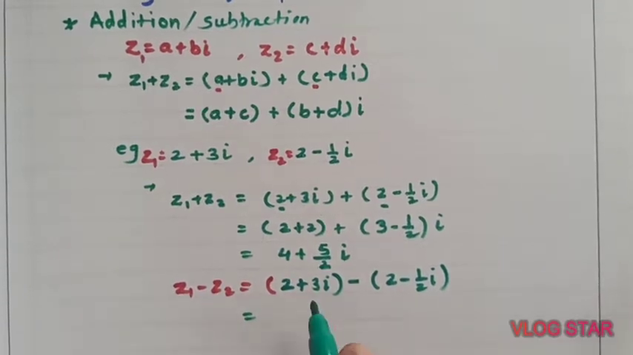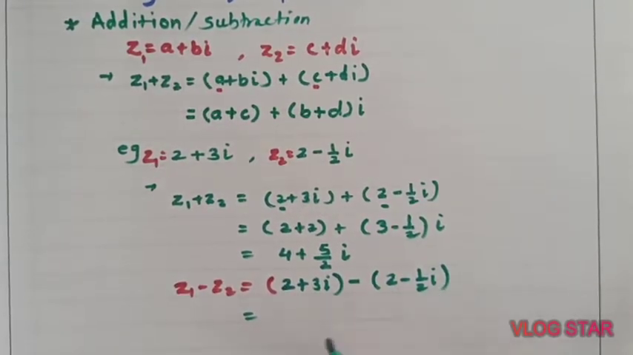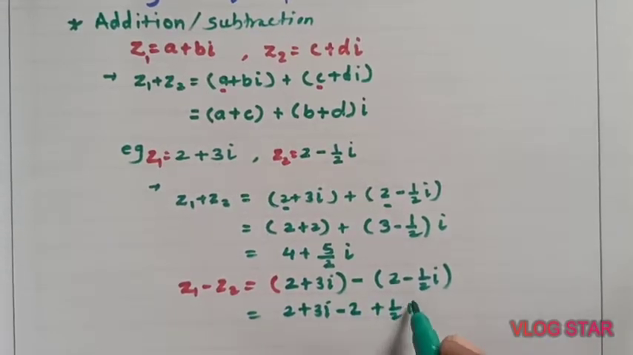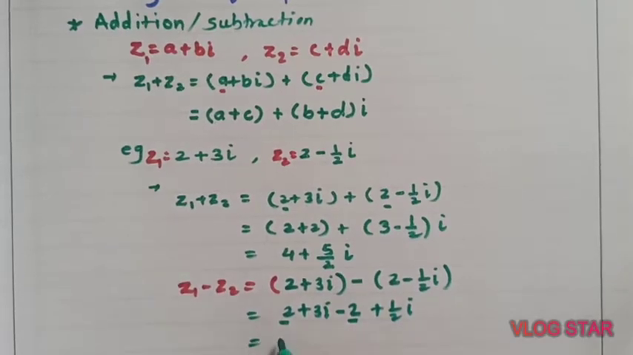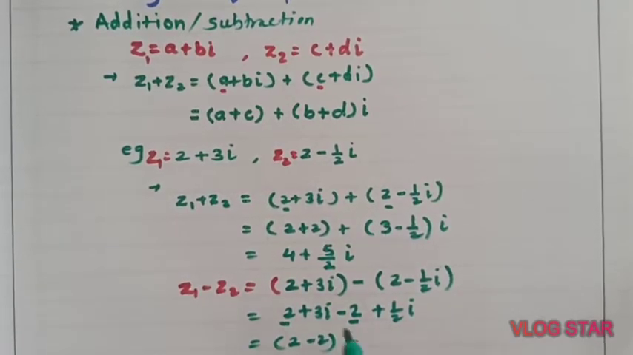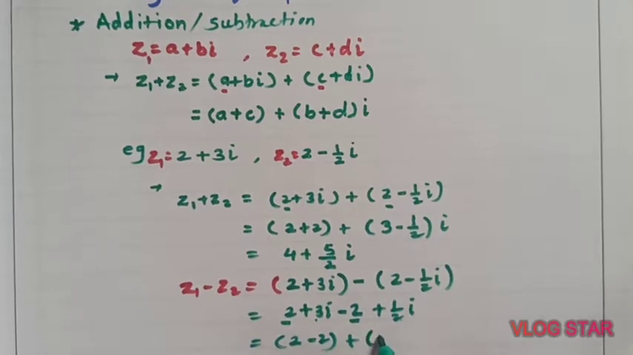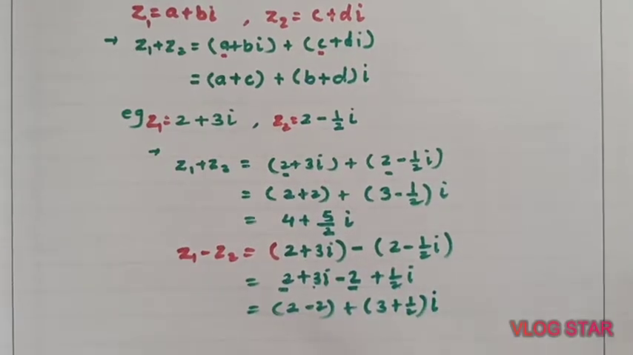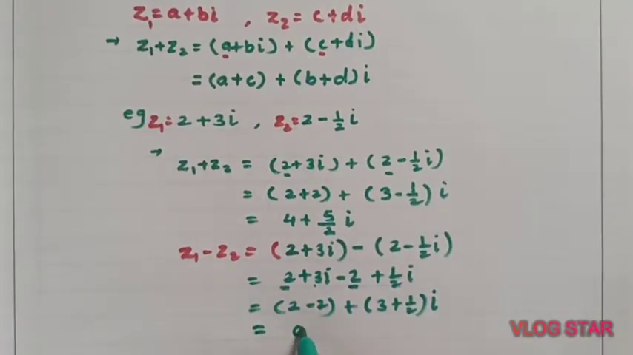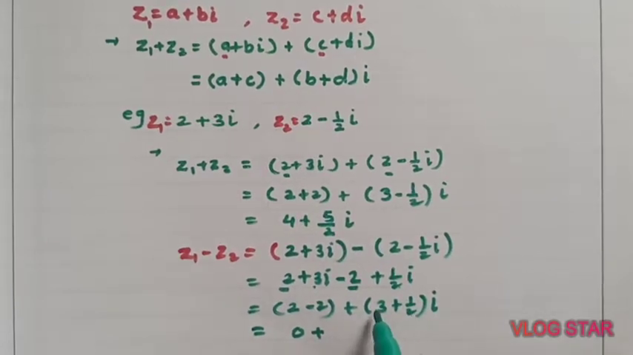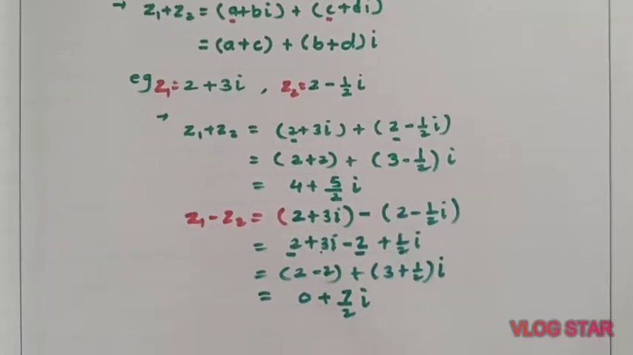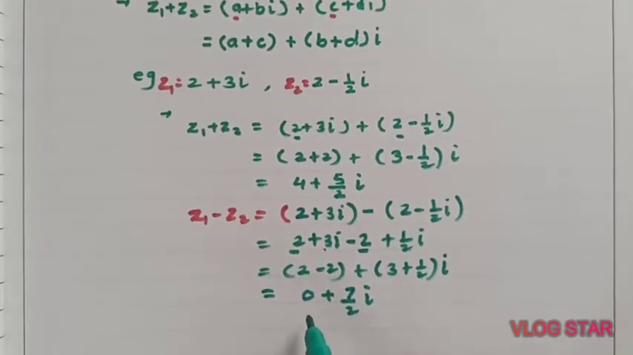Simply open the bracket. You can take like terms together, real with real, imaginary with imaginary. 2 plus 3i minus 2, minus minus, plus half i. What are the real parts? These are the real, so combine the real parts together. What are the imaginary? 3 plus half, that is also imaginary. So the final answer is 0 plus 6 plus 1, 7 by 2 i. This is the answer in the form a plus bi. The real part here is 0 and the imaginary part is 7 by 2.